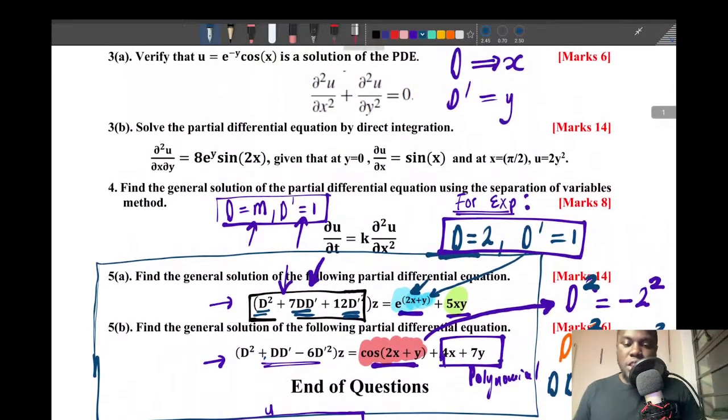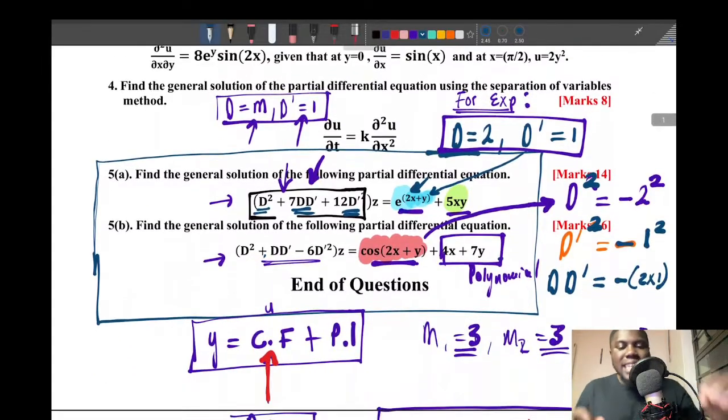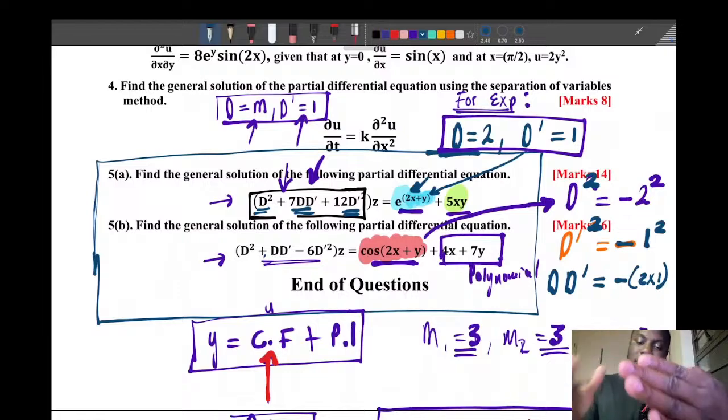For exponential, D will be the term before x, D prime will be the term before y. No changing of signs. For trig, D squared is negative the thing before x all squared. Then D prime all squared is negative, then the thing before y all squared. Then D by D prime is negative, then you multiply the thing before x and the thing before y. Then you're going to have your solution. That is what you now do for particular integral.